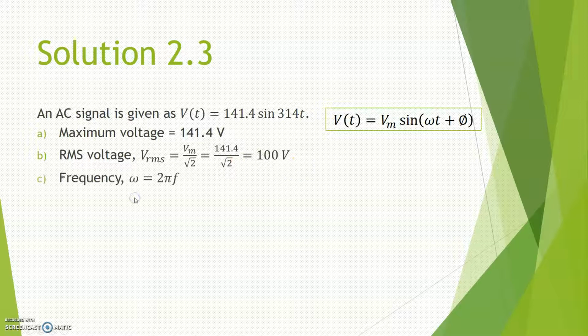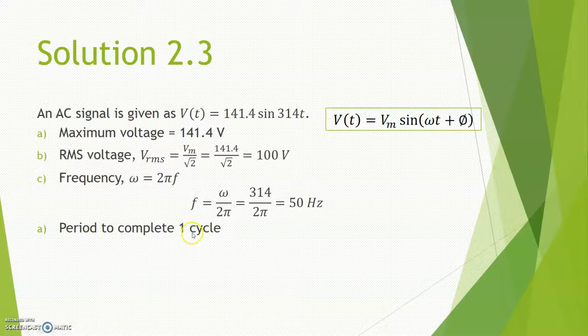Next, we need to find the value of the frequency. Omega is equal to 2 pi f. In this case, omega t is 314t, so omega is equal to 314. You need to find f, so 314 divided by 2 pi, and f is equal to 50 hertz. Next, you need to find the period to complete one cycle. T is equal to 1 over f. In this case f is 50, so 1 over 50 is equal to 0.02 second.